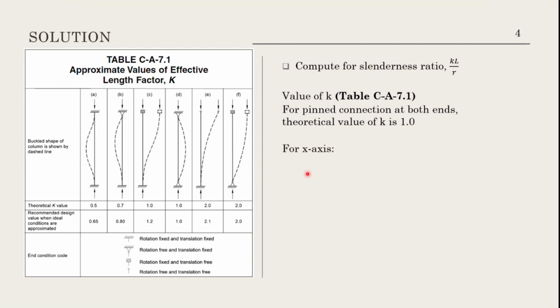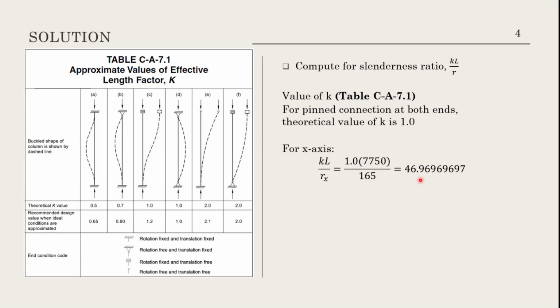Okay, so for x-axis, based on the problem, there is no lateral support provided perpendicular to the x-axis. So it means that for x-axis, we will use the whole column length. And as we have said, since our column is pinned at both ends, our k value is 1.0. So 1.0 times the length of the column for buckling about x is 7750. We divide it by the radius of gyration with respect to x, 165.